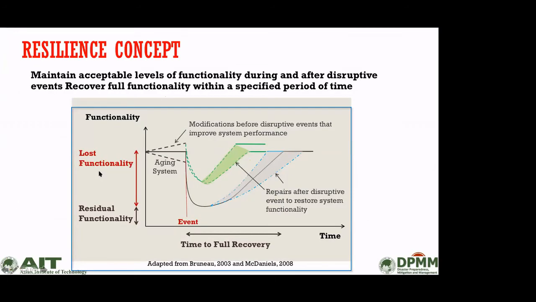This is a very interesting picture to understand how a disaster or any disruption brings down all functions, and then you try to come back to the base level, and the time depends on your capacity. If the capacity is high, you come back very fast. If your capacity or resilience is low, it will take a very long time to come back to that normal level.